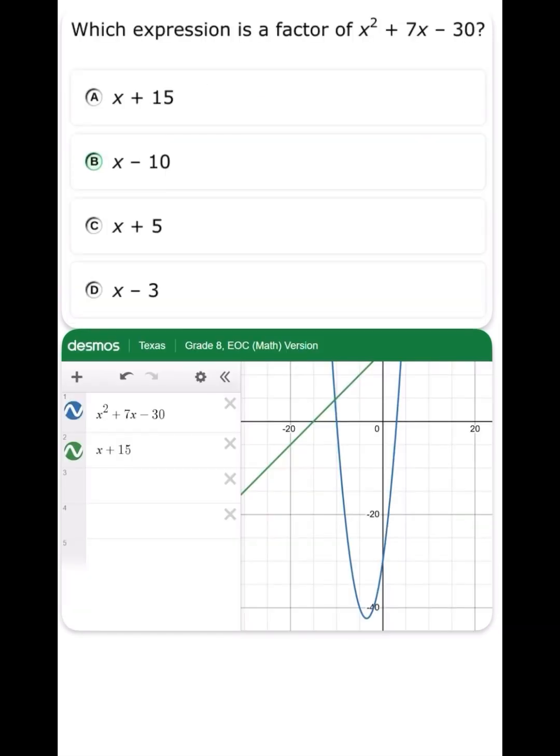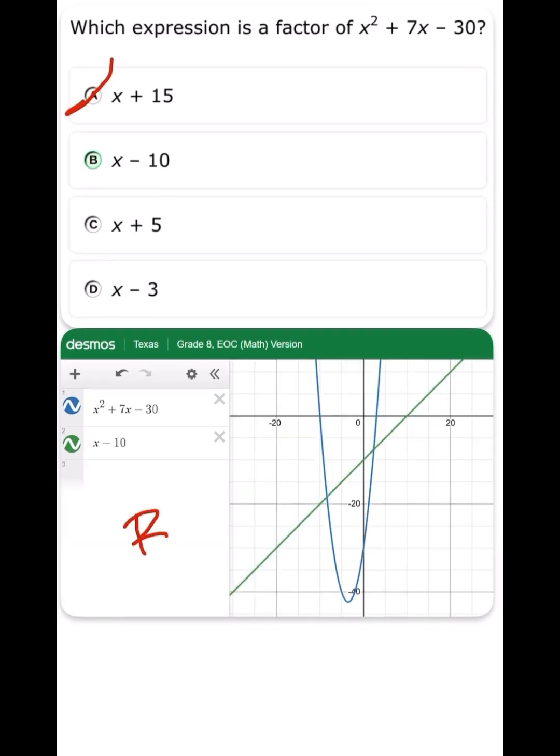The correct factor will cross one of the x-intercepts of the function. Graph the function and each answer choice one by one. The graphs of answer choices A, B, and C will not cross the x-intercept of the function. Answer choice D will and is the correct answer.